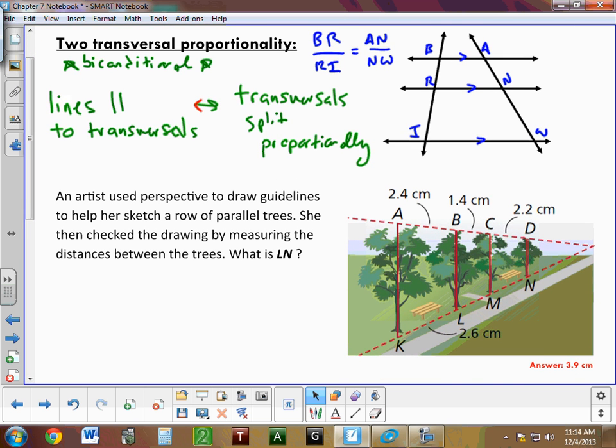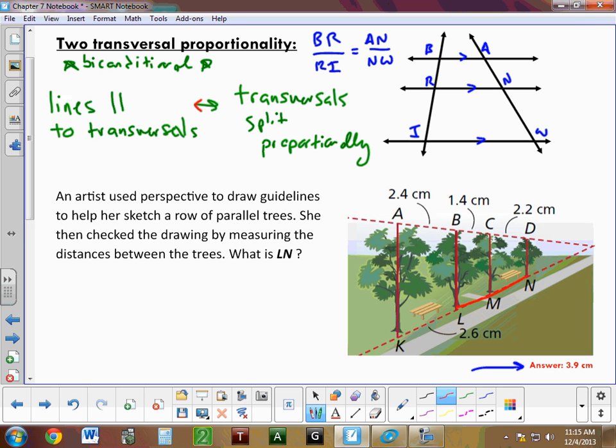Anyways, I got this example down here. Now remember, I have the answer right there. So you could check and try it and see if you get it right. And then if you didn't, then you can watch my explanation. And if not, then just skip it. So it says an artist used perspective to draw guidelines to help her sketch a row of parallel trees. So she just wants to make sure that she's got this right and that they're actually going to make the right sense as far as the perspective goes. So she's got to make sure that she stops LN at the right point and draws the tree correctly. So let's set up a proportion based on the stuff that we have.